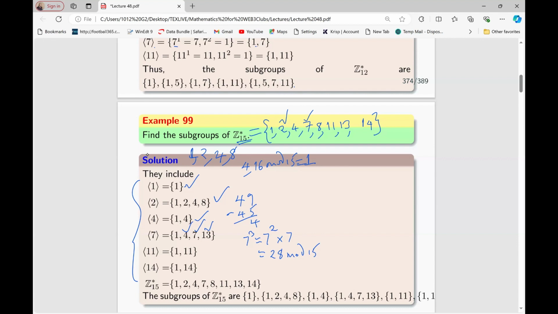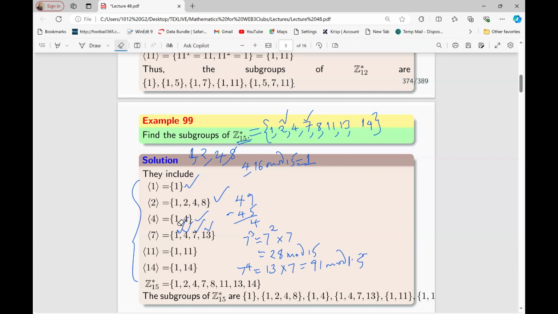And then 7 four times will be 13 times 7, which is 91. 15 goes here 6 times, and you get 90, the remainder is 1. So that is the subgroup generated by 7. Yes.